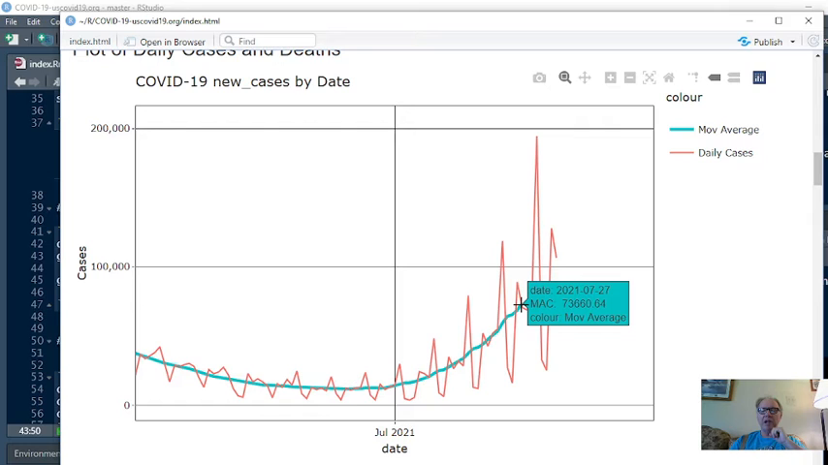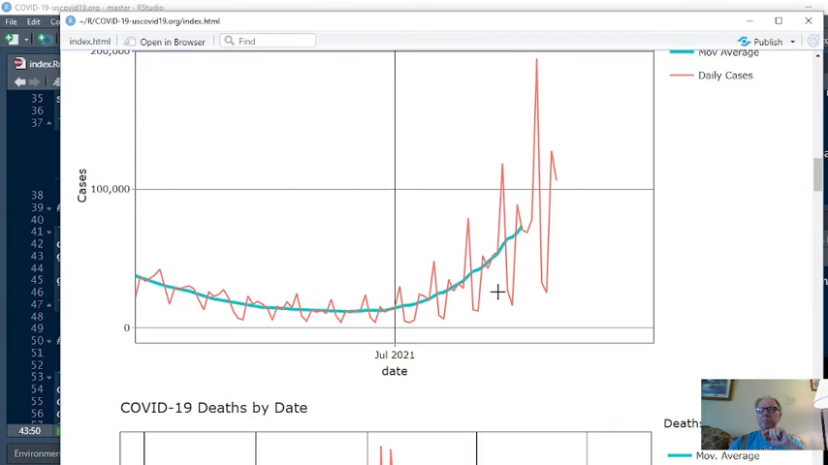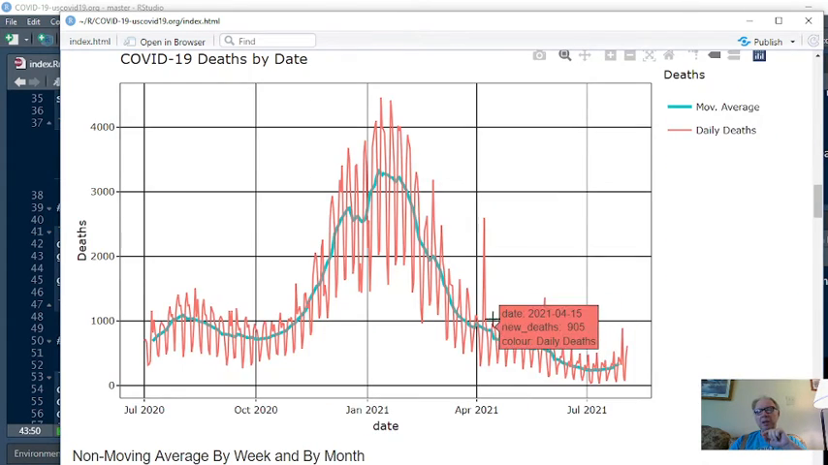at the seven-day moving average for July the 27th. For July 27th, we were averaging 73,660 cases. But again, if the vaccine's working, this number can still go up. And this is why we don't get misled by the news media into worrying about cases. Okay?